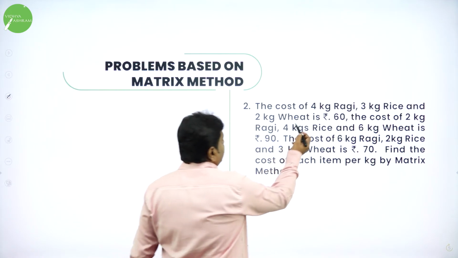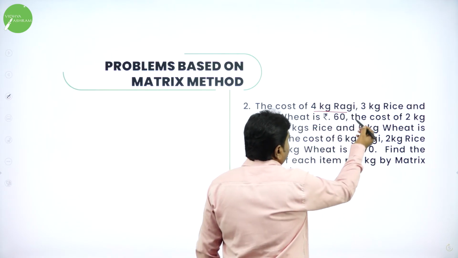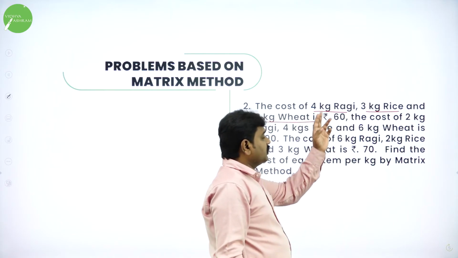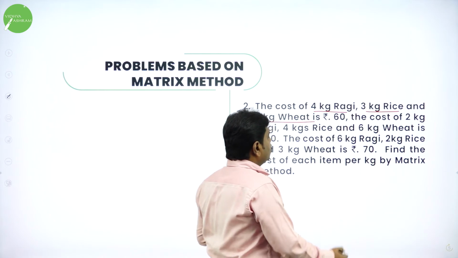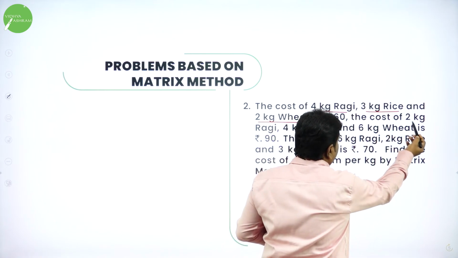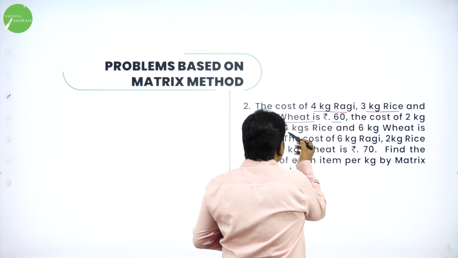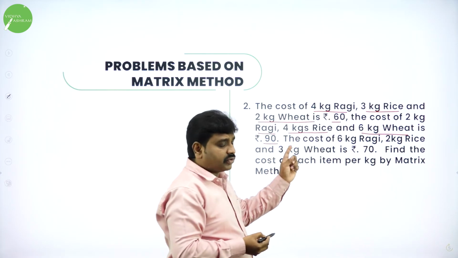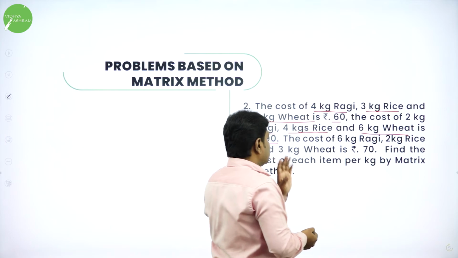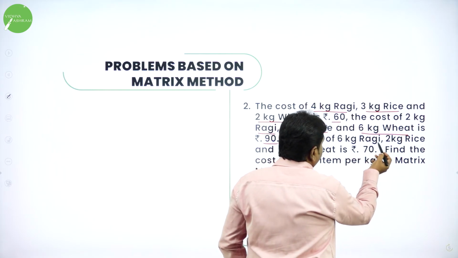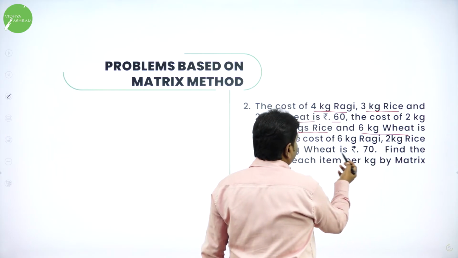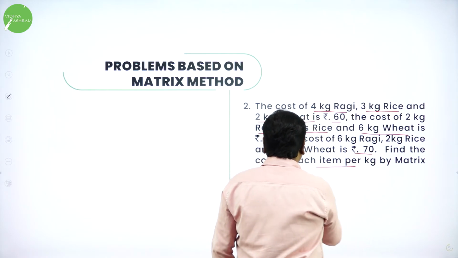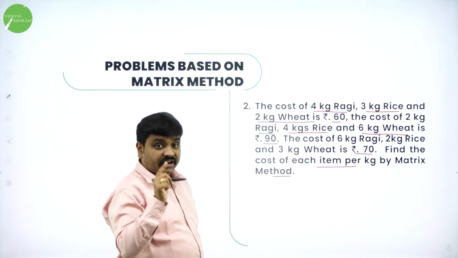The cost of 4 kg of ragi, 3 kg of rice and 2 kg of wheat is 60. In this story they told ragi, rice and wheat. The cost of 2 kg of ragi, 4 kg of rice and 6 kg of wheat is 90. Again they gave ragi, rice and wheat in the same order. And the cost of 6 kg of ragi, 2 kg of rice and 3 kg of wheat is 70. Find the cost of each item by matrix method. They want you to find by matrix method.